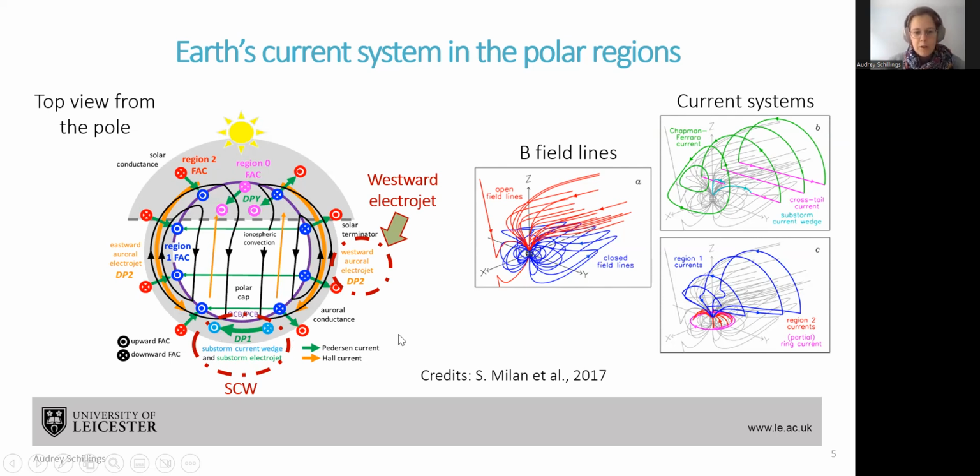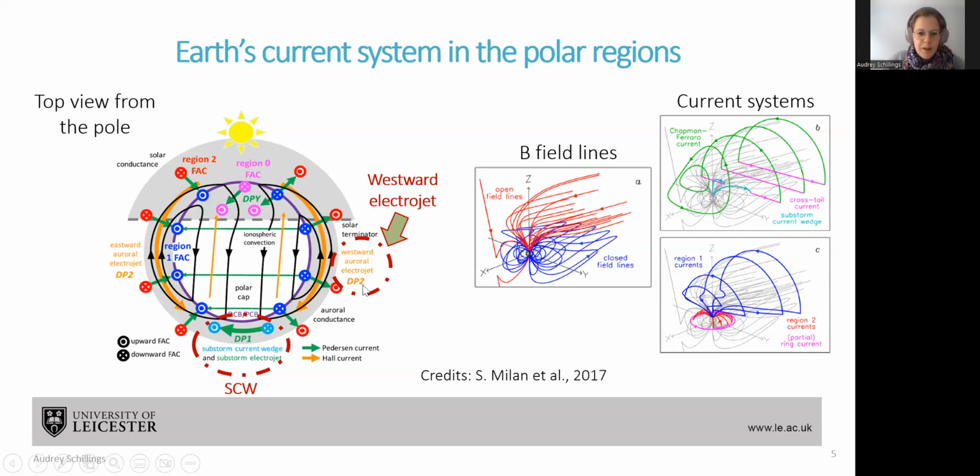And this picture is quite complicated, but really briefly, if you want more detail, I refer to the paper from Steve Milan in 2017. Basically, what I want to draw your attention to is the field line current, so the region 2 here and the region 1 over here, because I will talk about that later in the talk, and then the westward electrojet, which is over here.